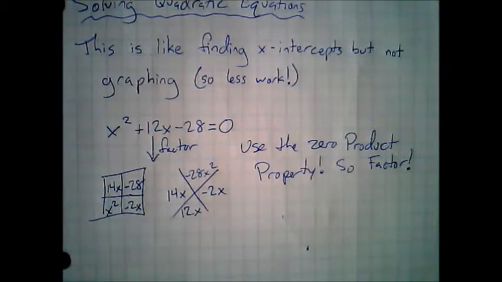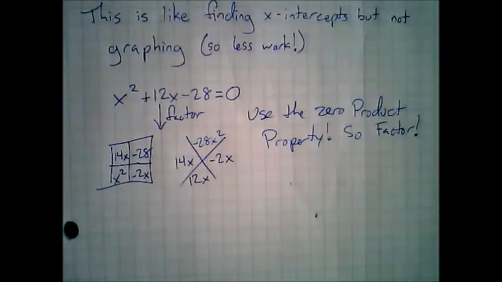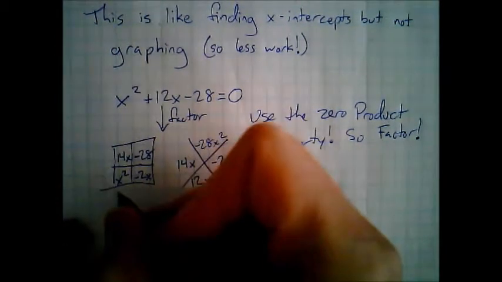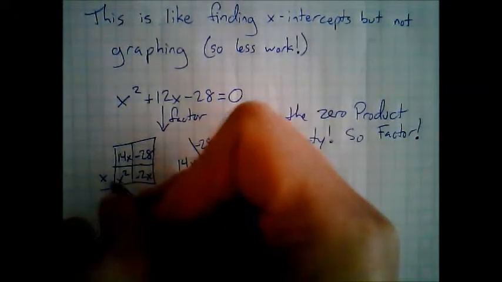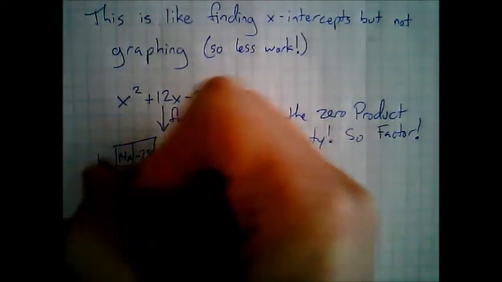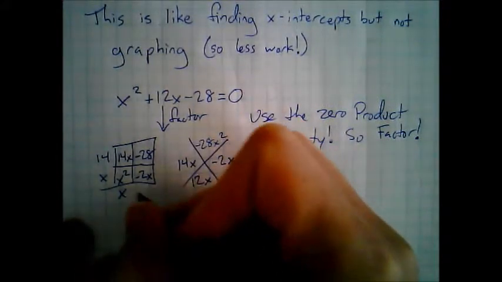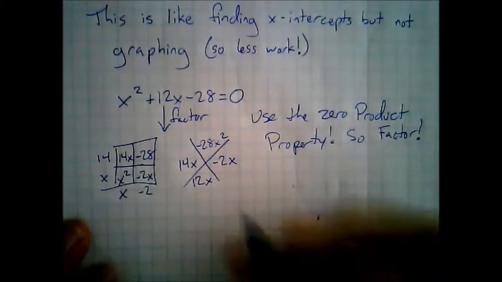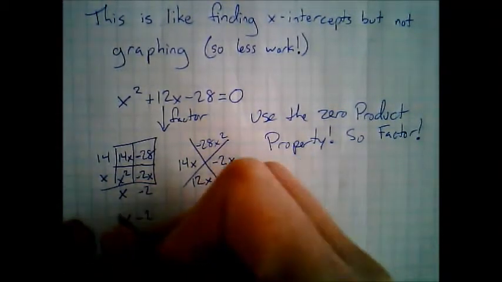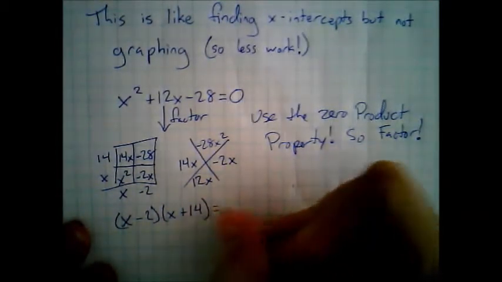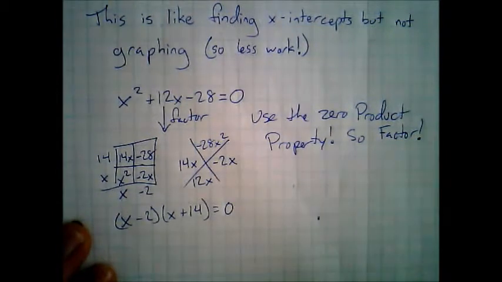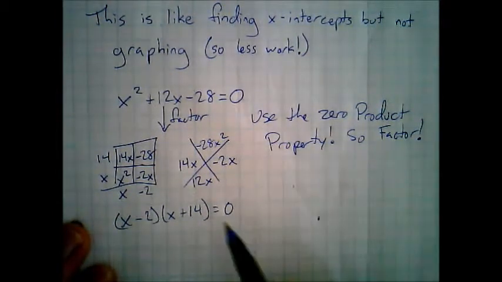I factor quickly because we should all be factoring quickly at this point, because we've been doing it for so long. So, fill in the numbers on the outside. X times x is x squared. X times 14 is 14x. X times negative 2 is negative 2x. So now we have our factors. We have x minus 2 times x plus 14 equals 0.